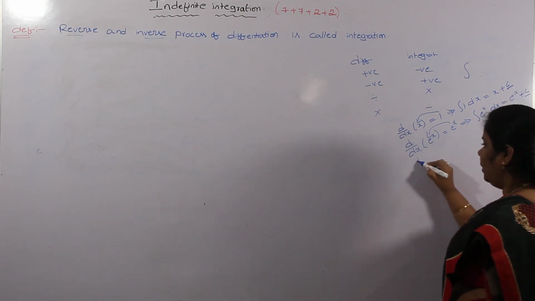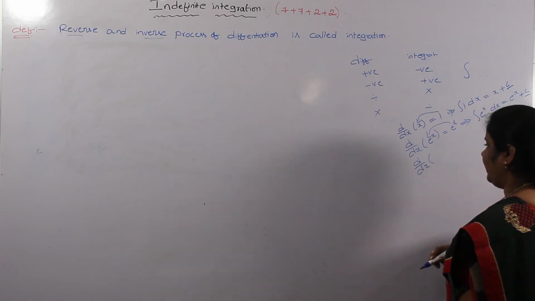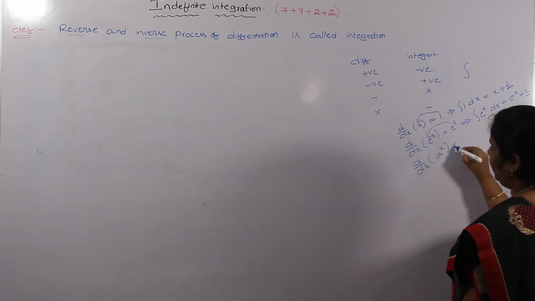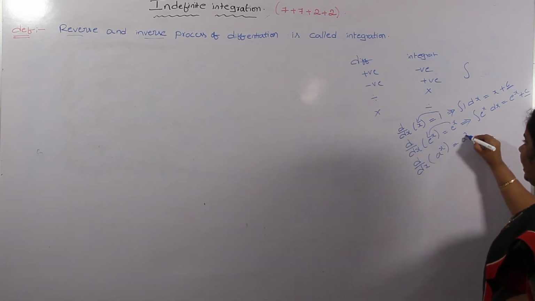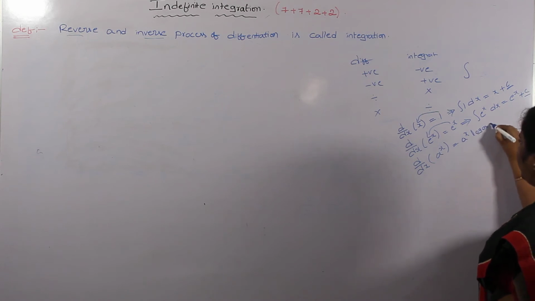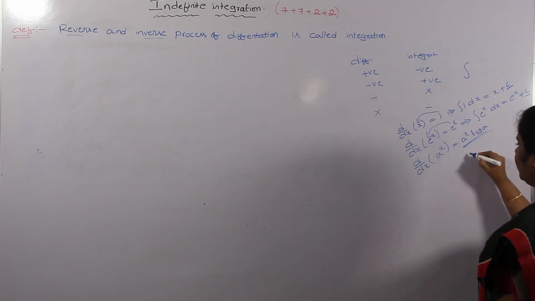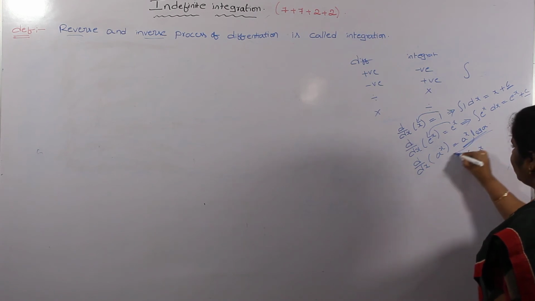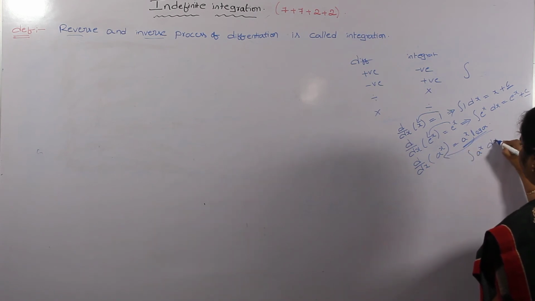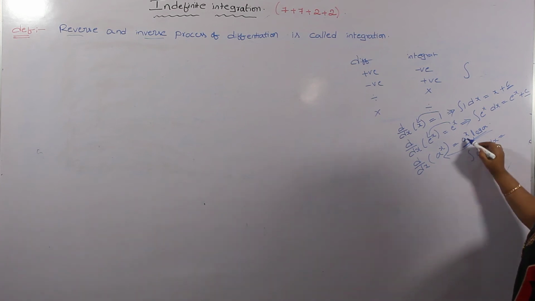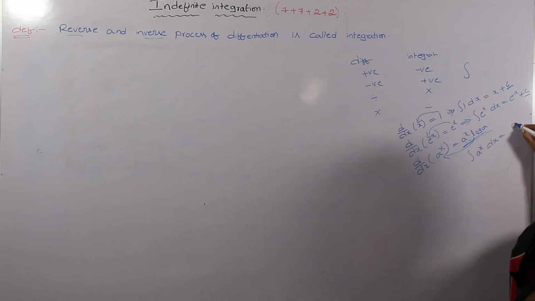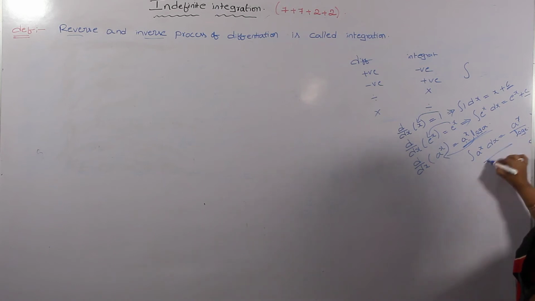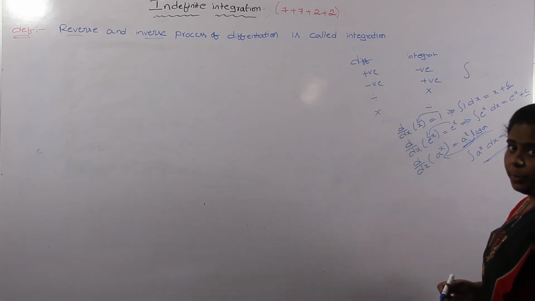Next, similarly, we already have the differentiation formula, dy/dx of a power x is a power x into log a. Apply the integration to this function, the integral of a power x dx. This log a is taken to this side. So the integral of a power x dx is equal to a power x divided by log a. These are some of the formulas about the integration.